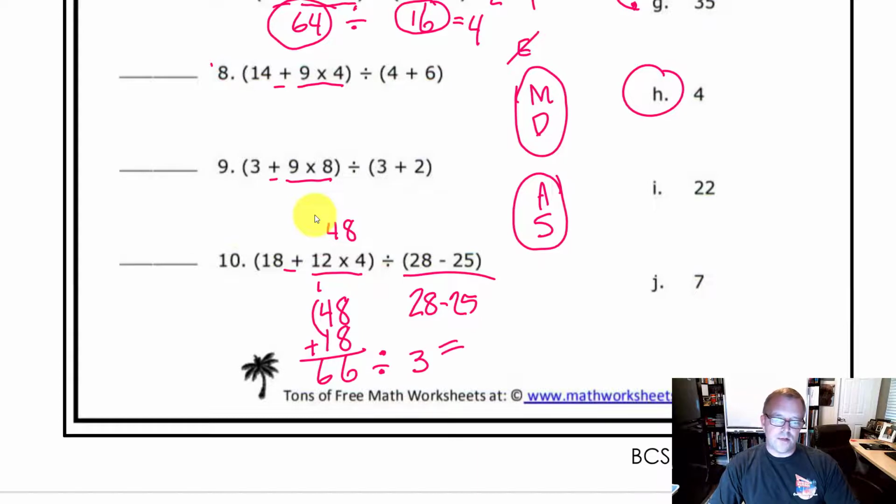And if I do that, well, I know that 6 divided by 3 is 2, so I'm going to have 2 2's. I'll have 22. And there's the answer there, I. I'm going to write a capital I. You don't have to. And that answer is 22.